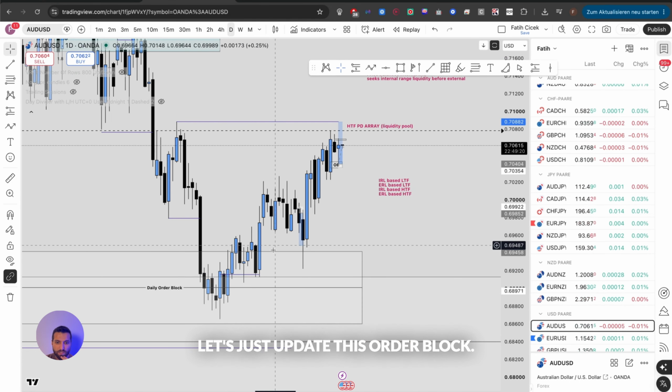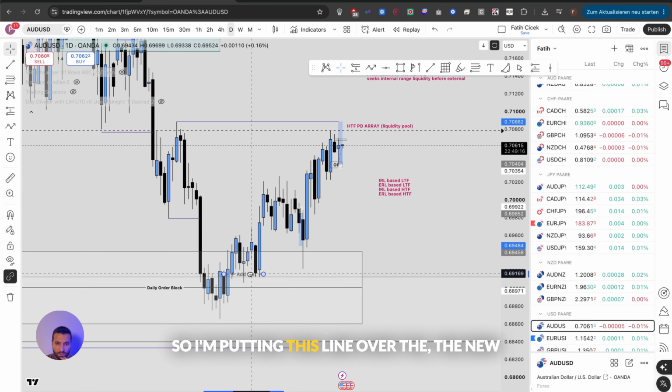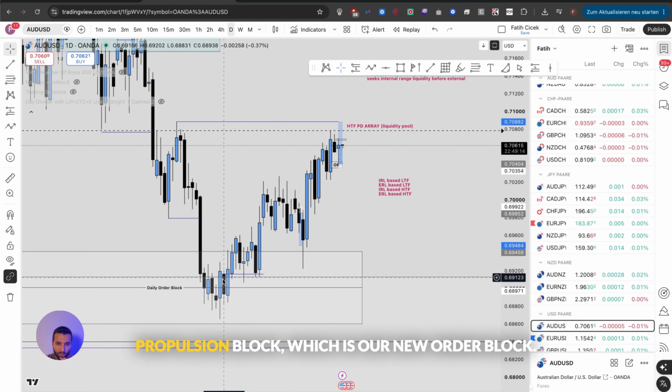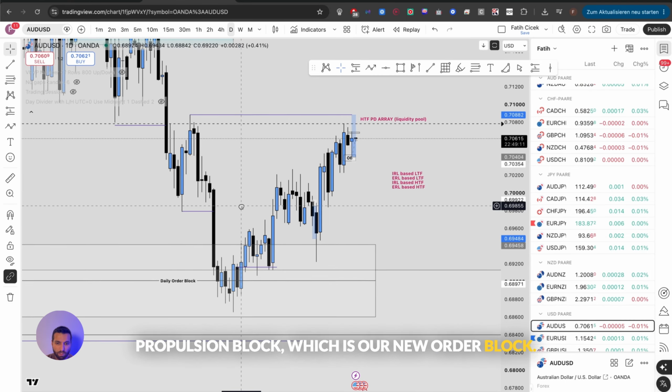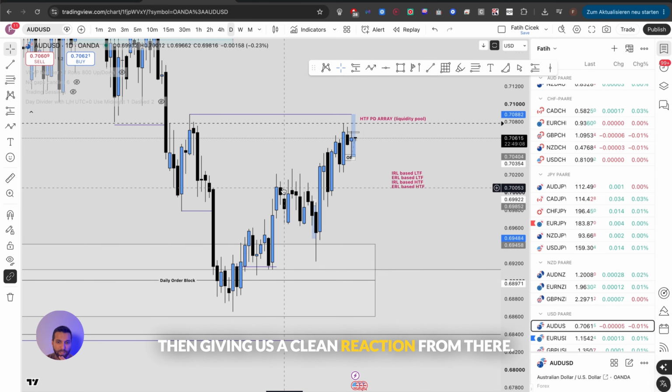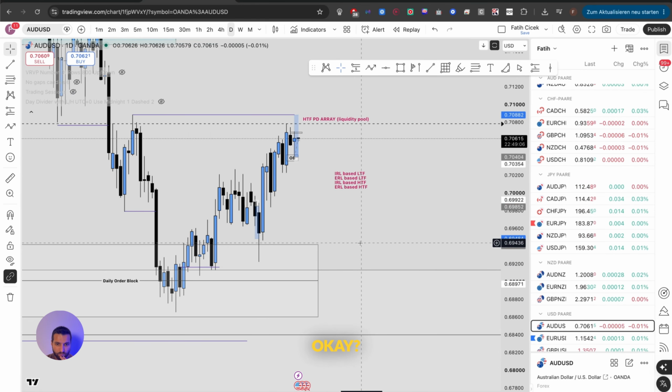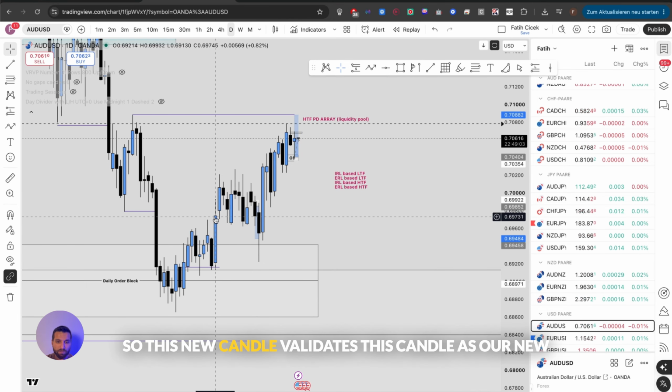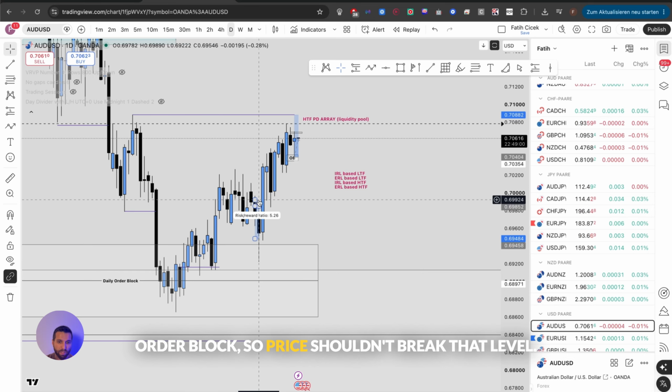And then what do we see? Let's just update this order block. I'm putting this line over the new propulsion block, which is our new order block. We see price piercing into the order block and then giving us a clean reaction from there. So this new candle validates this candle as our new order block, and price shouldn't break that level.